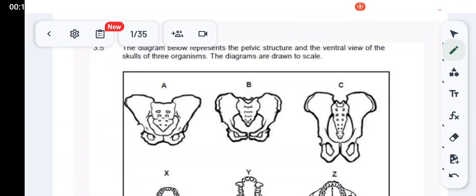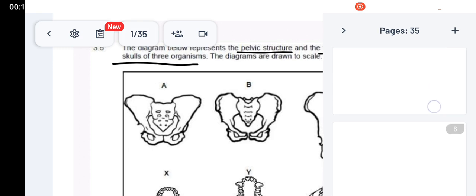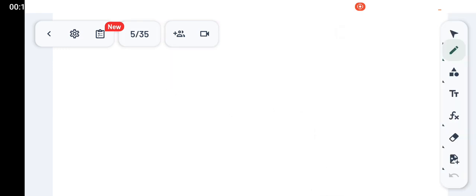Right. 3.5 Human evolution. The diagram below represents the pelvic structure and the ventral view of the skulls of the three organisms. So you highlight the key words, then let's explain the anatomical differences between the pelvic structure of African apes and also humans.